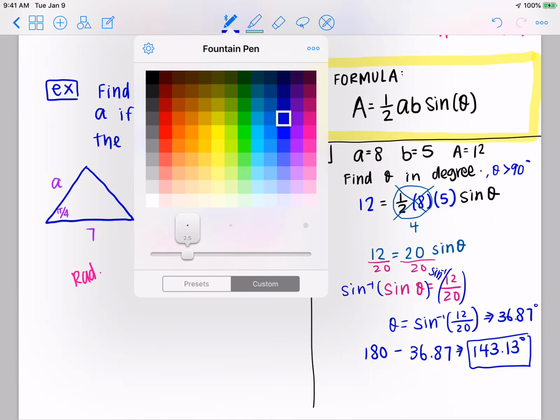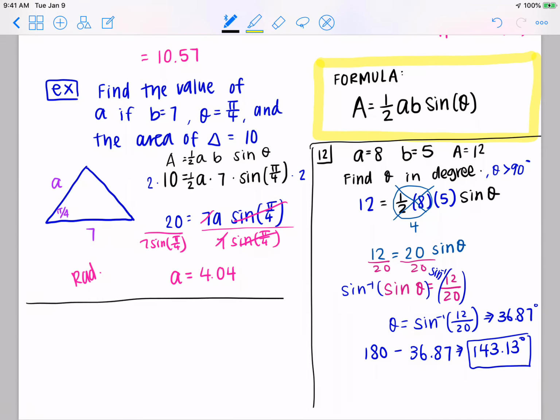I actually wanted to do number 10 as well. I'm going to do number 10 right here. Find the value of theta in radian. So find theta in radian if A equals to 5, B equals to 4, and the area equals to 3. Okay, and the radian, they want it to be smaller than pi over 2.